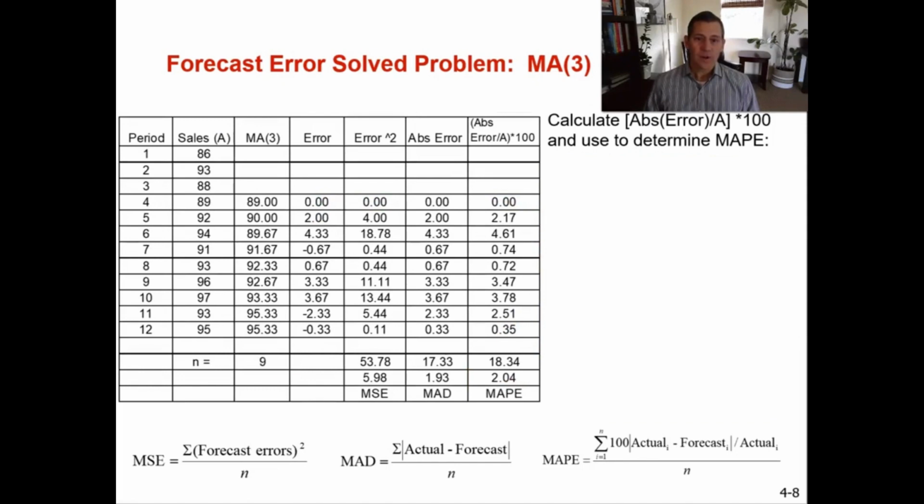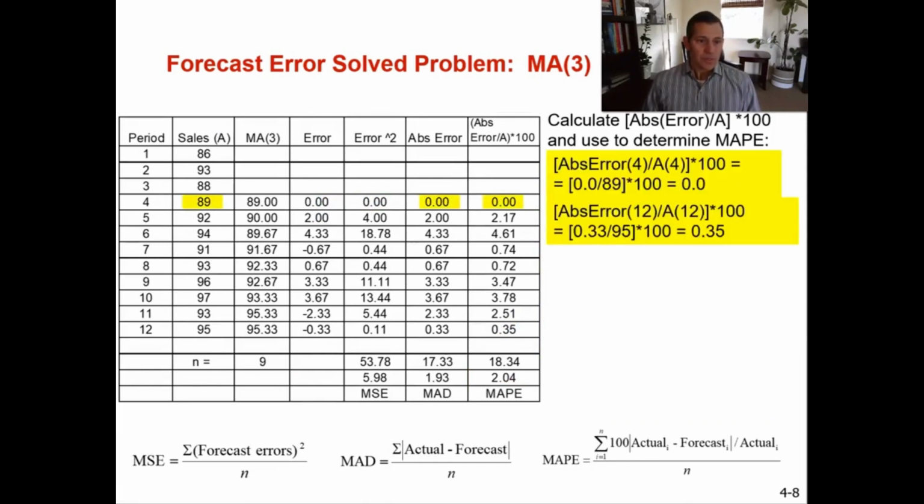Now let's calculate our mean absolute percentage error. For the mean absolute percentage error, for period 4, we will take the absolute error, which is 0.0. We will divide it by our actual sales, which is 89. We will multiply it by 100, and that will end up being 0.